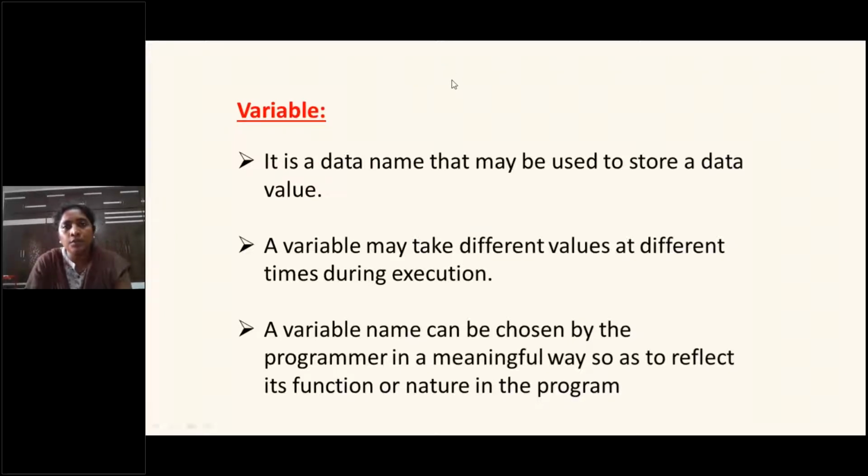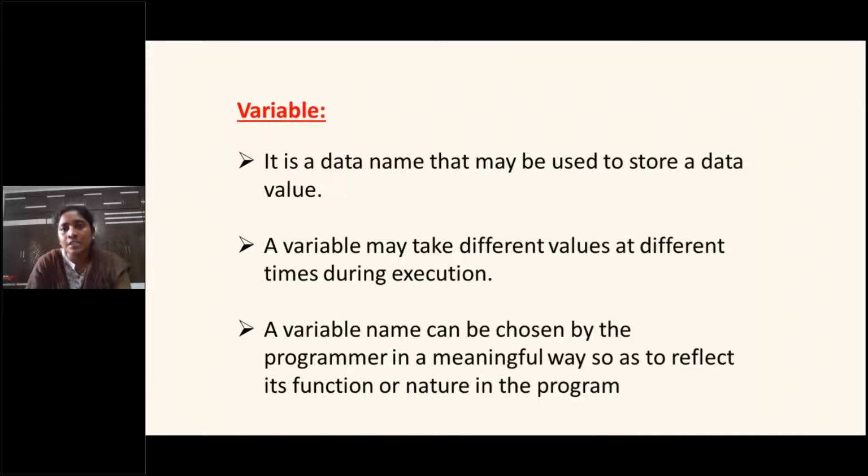So before going to the concept of constants, let me tell you what is a variable and what is the purpose of declaring variables in C program. A variable is a data name that may be used to store a data value. Declaration of variables in a C program will be done in two places. The first one is global declaration statement and the second one is local declaration statement.